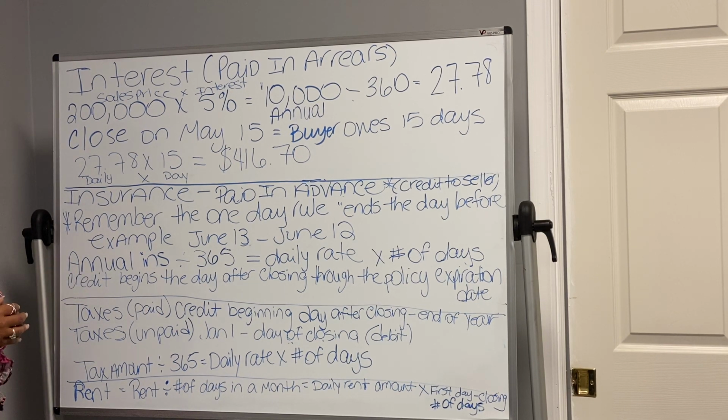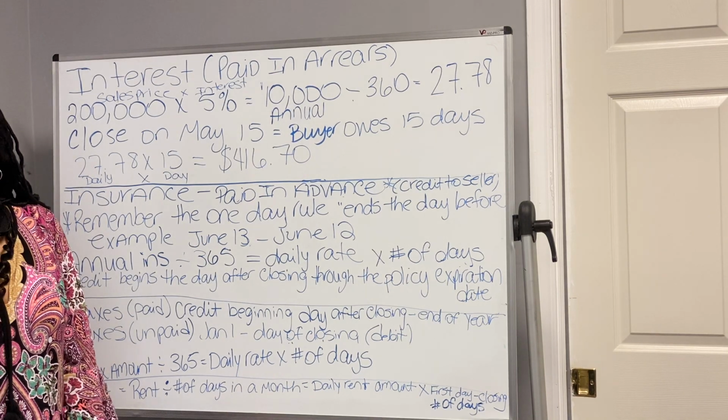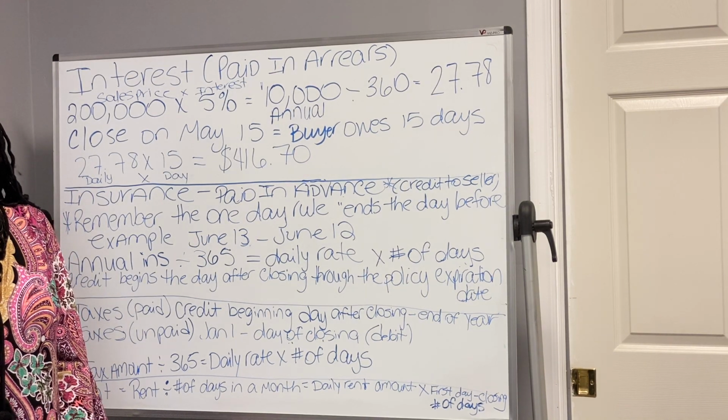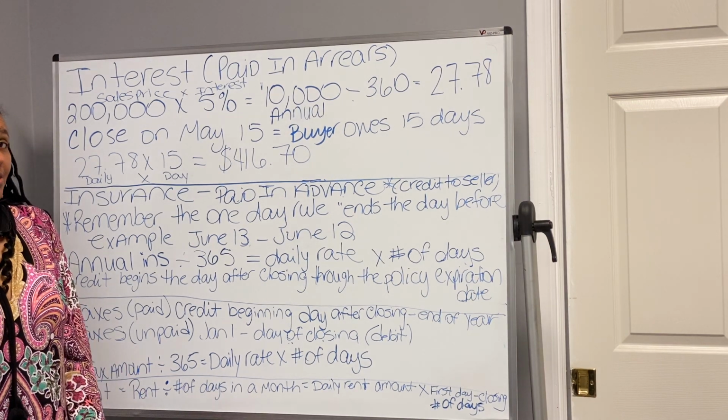So basically, when we're talking about getting how many days the seller or buyer owes, we need to break down our daily rates at that point. Make sure you're getting your daily rates. All right, trying to keep it simple. This is prorations in a nutshell.